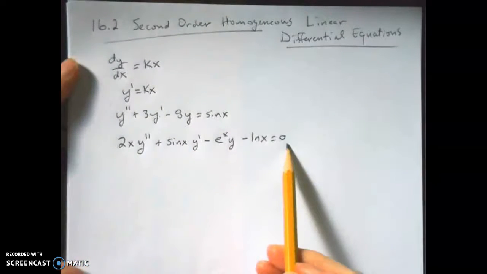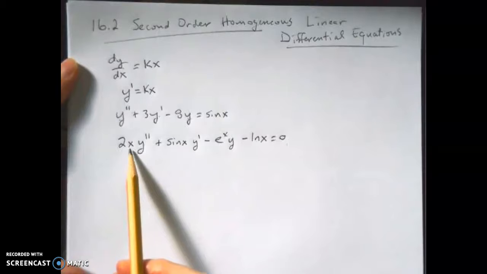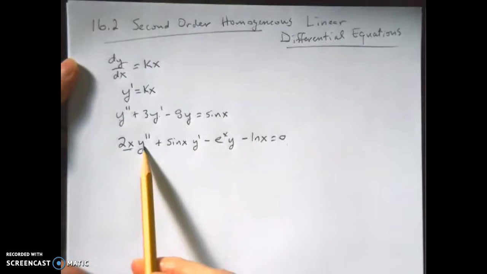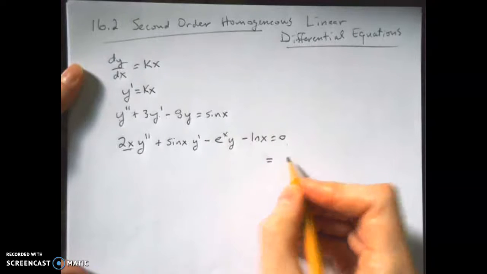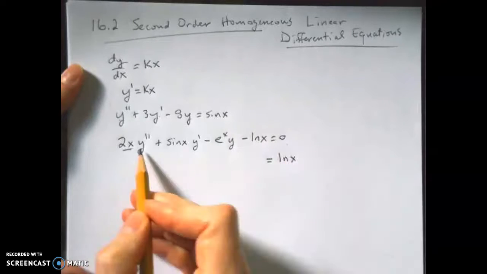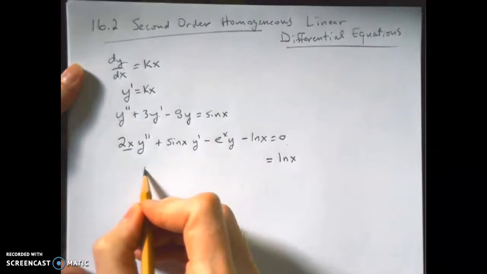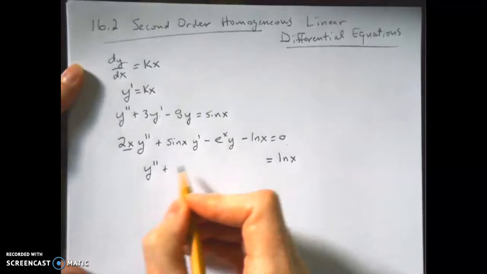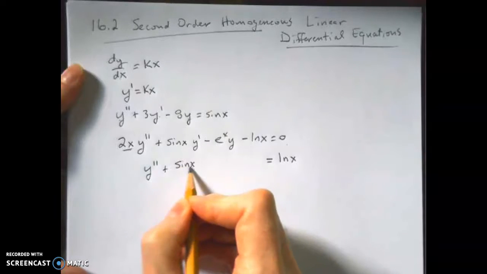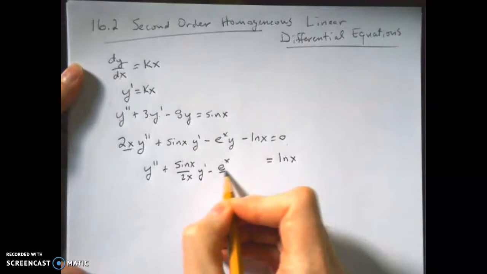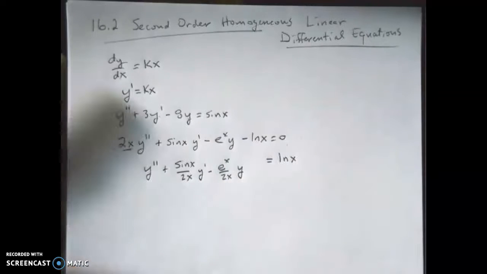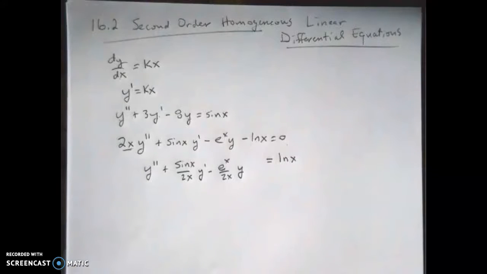Okay? Now, you can always move this thing over to the other side, and what we're typically going to want to do is divide everything by the function in front of your highest order derivative. So first we'll move this to the other side. That becomes an ln x. And then we're going to get rid of the 2x. We're going to have y double prime plus sine of x over 2x y prime, and then minus e to the x over 2x y is equal to this. Okay, this is a really messy one I just made up off the top of my head, but this is a second order linear differential equation.